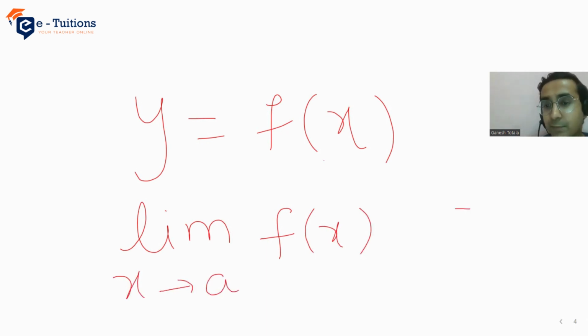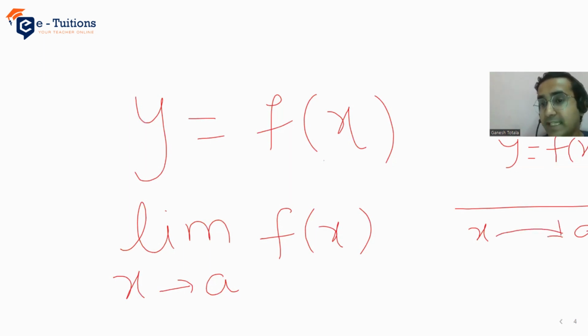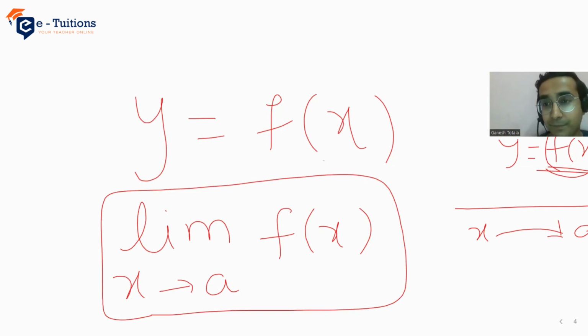What is the meaning of this? Suppose on the number line we have x and a, and we have a function y is equal to f of x. When x is tending towards a, how will f of x behave, what will be the maximum value that f of x will achieve, what will be the limiting value of f of x when x is tending to a, is actually given by this limit function. So I hope you have understood the meaning of the limiting value of the function, that is the limit of f of x as x is tending towards a.